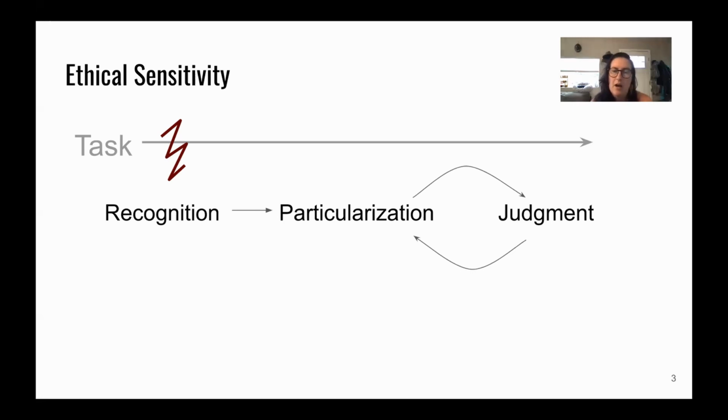Although we might think this is a linear process, literature suggests that there are developmental judgments that are made along the way, and then you realize, you know what, I need more understanding, and so you go back. There's a bit of a feedback loop between particularization and judgment.